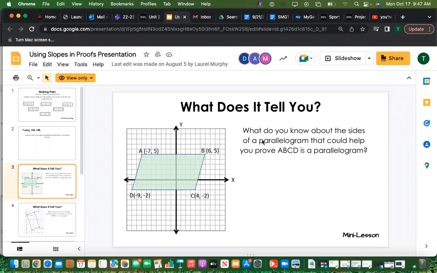All right, so really quick, what do you know about the sides of a parallelogram that could help you prove ABCD is a parallelogram? Okay, go ahead. The opposite sides are parallel. Okay, so how do we tell if these are actual parallel and not just slightly parallel? If they have the same slope.